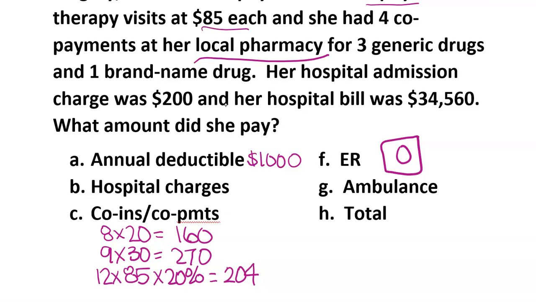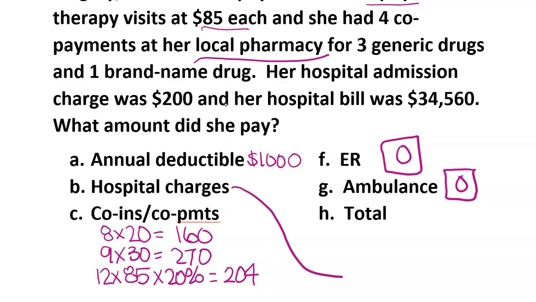Did it say anything about an ambulance charge? No. So ambulance, again, is 0 as well. If you did have those, ambulance is $100, ER room is $100 as well. So you just take the numbers and you put them in there. The only one we haven't done yet is the hospital charge, so let's go back to that one.